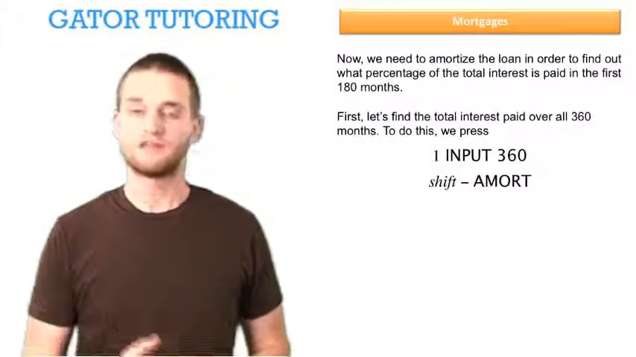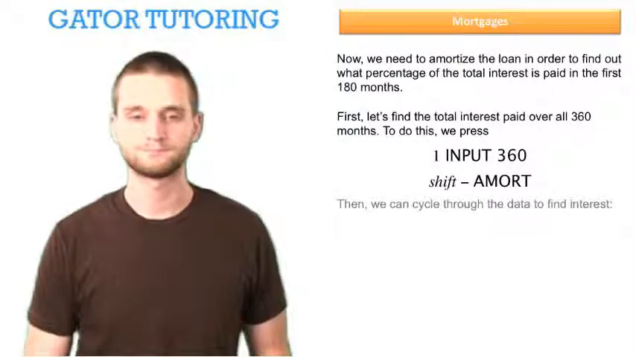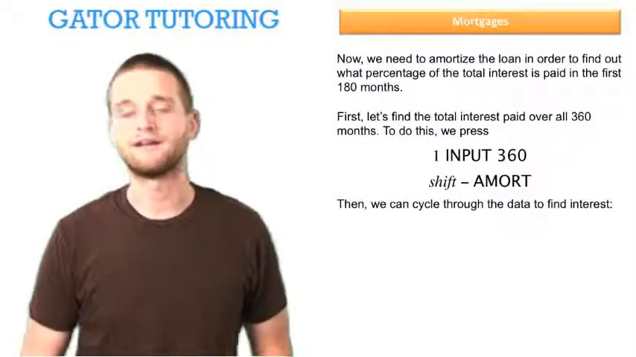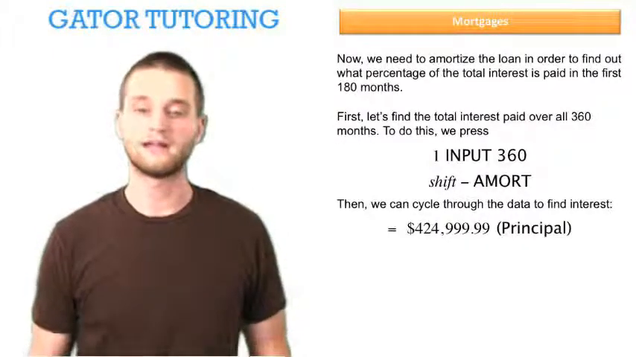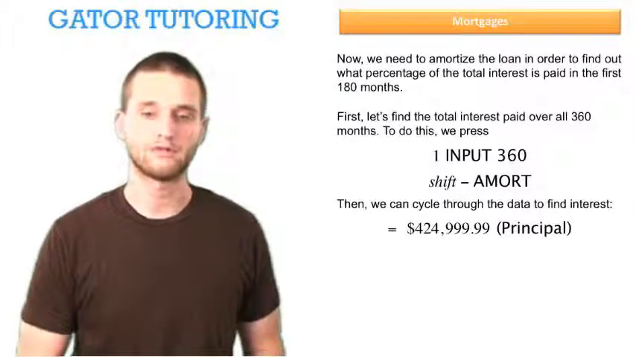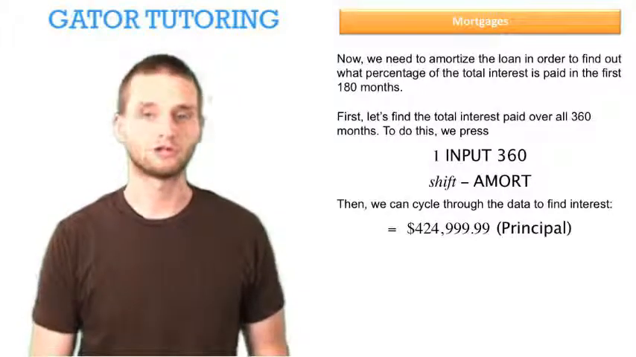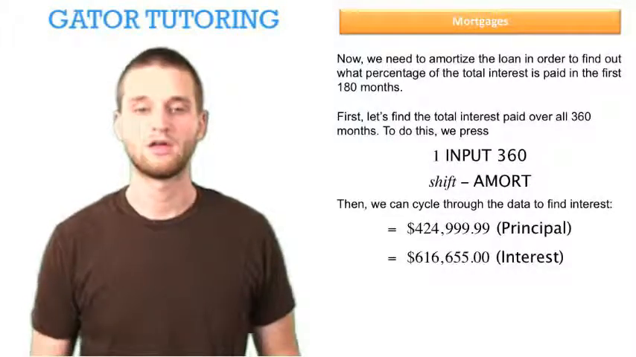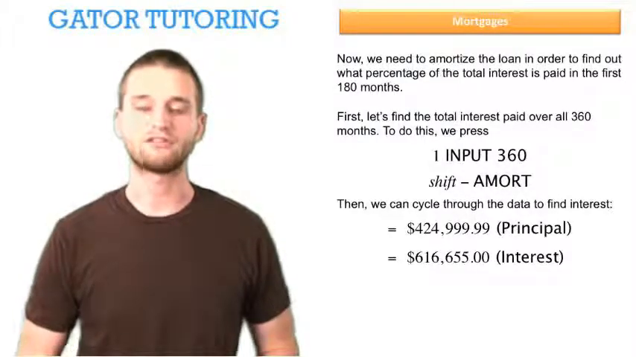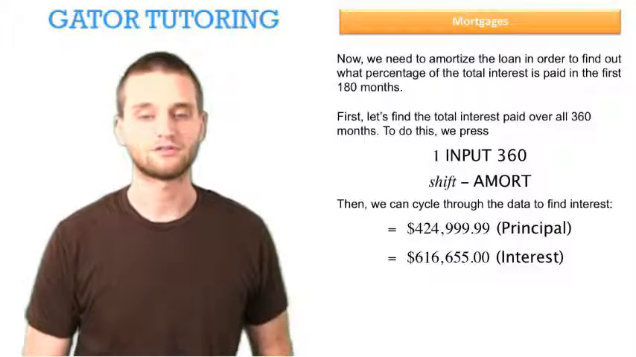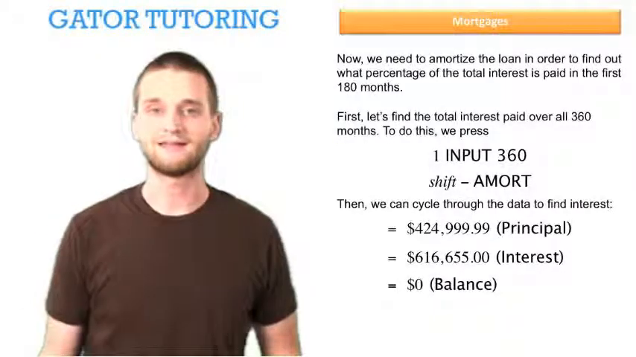Now we press Shift and then Amort to amortize the loan over this 360 month period. Then we can cycle through the data to find what the interest is over this entire range. If we hit equals once, we get $424,999.99 as the principal, which is basically $425,000. If we hit equals again, we get the total interest paid over all of these months, which is $616,655.